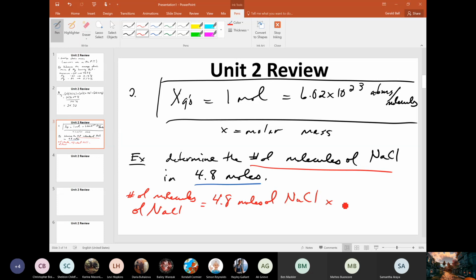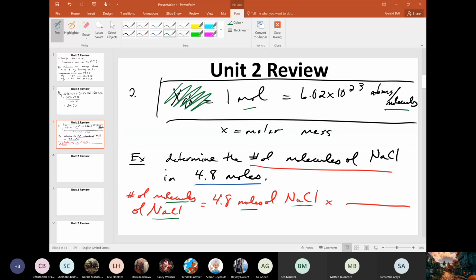X in a line. It's only one step, because we've got NaCl here and NaCl there. So when you have the same compound, it's just a one-stepper. Now we look to our box expression, not the periodic table, and we're after moles and molecules.